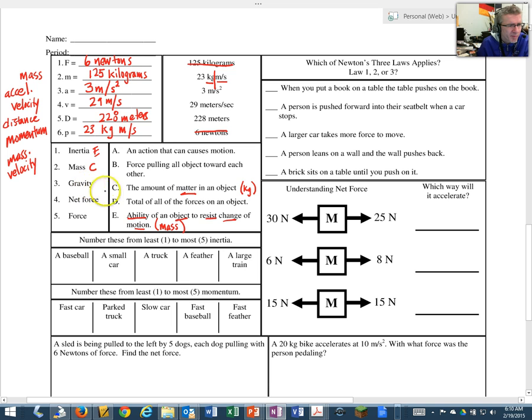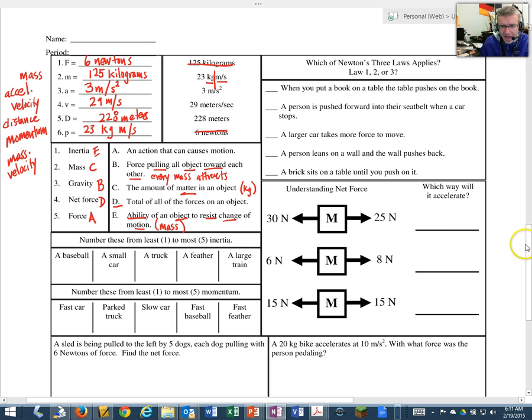Gravity, so people wanted to say D or B or A, but gravity is actually a force pulling all objects toward each other. In other words, every mass attracts every other mass. And so this is B. The net force is an action that can cause motion. That's true. I guess I could give credit for that, doggone it. But the point is, the better answer is that the total of all the forces on an object is the net force. And that leaves that the force is A. So that was the matching exercise.